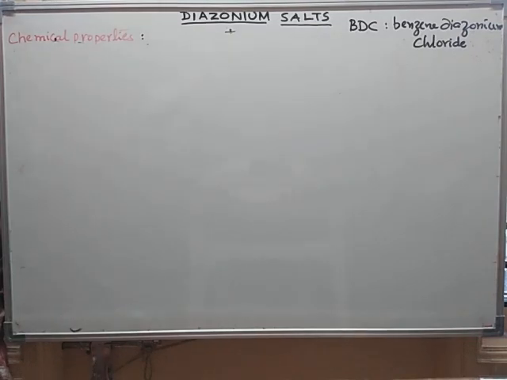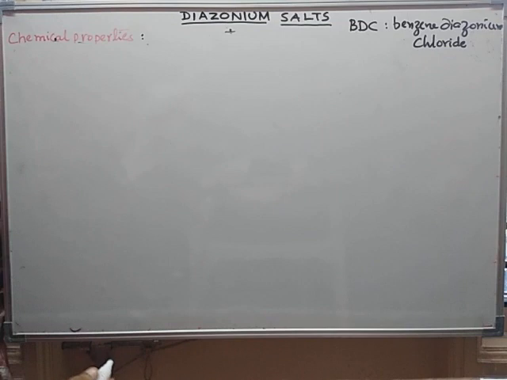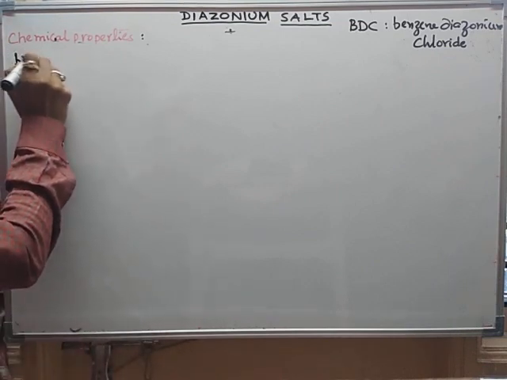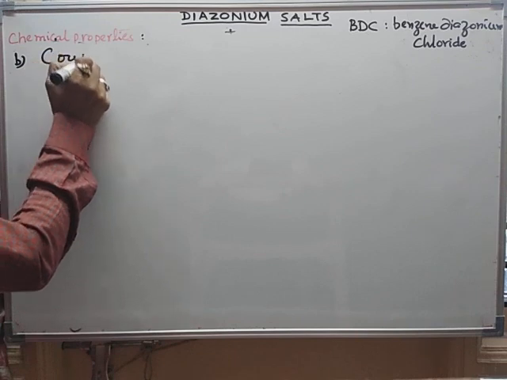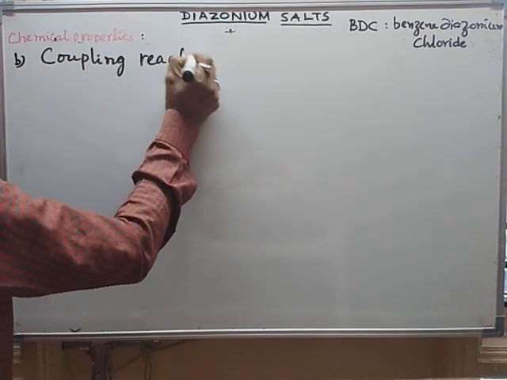Let us start the next part of the chemical reactions of diazonium salts, benzene diazonium chloride. That is the second part, coupling reactions.